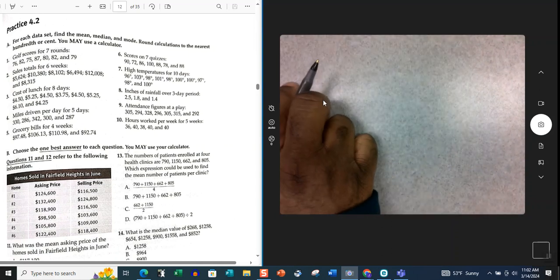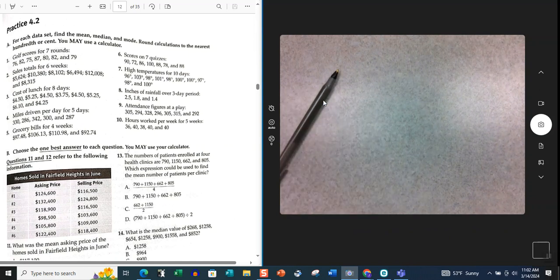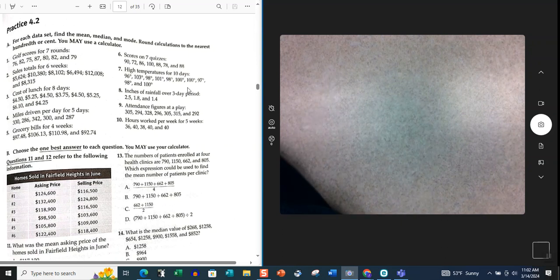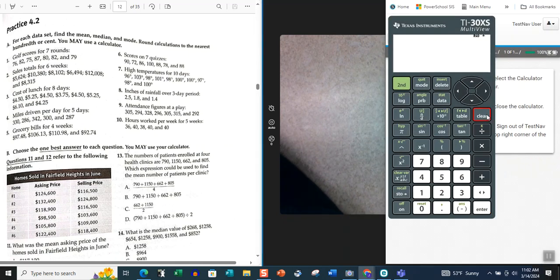All right, now that took care of problem number 5. Now we go to problem number 7. Now 7 is a little long, so I'm going to try and do as much of this on the calculator as possible. So what I'm going to do, we'll hit N over D. Now first of all, it said for 10 days, so we know we're going to divide by 10.